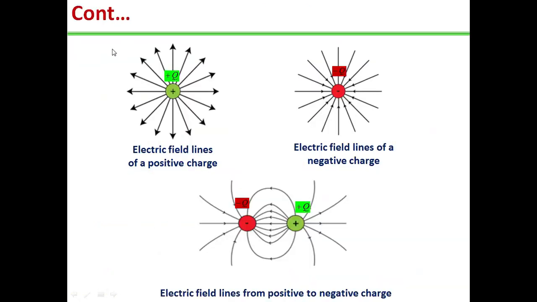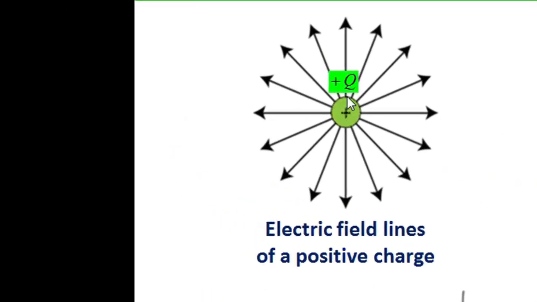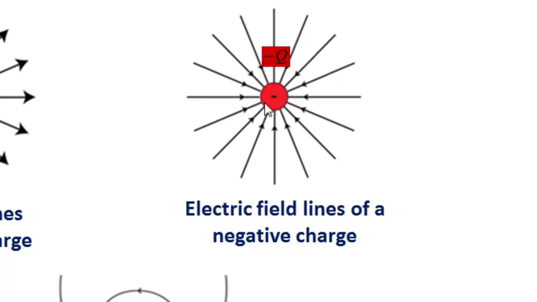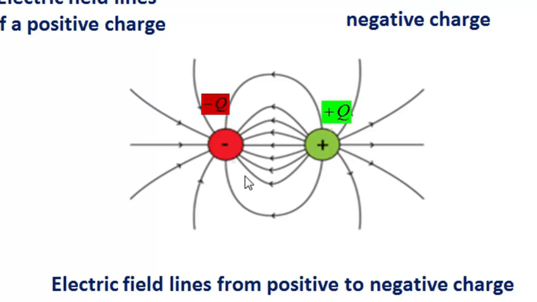As I told you, electric field lines are imaginary lines or curves drawn. Electric field lines always point away from a positive charge and towards a negative charge. As you see from the figure, in the first figure, from the positive charge, the electric field lines are in the outward direction, whereas if the charge is negative, the electric field lines are in the inward direction. If positive and negative charges are placed close to each other, then electric field lines originate from the positive charge and terminate at the negative charge.